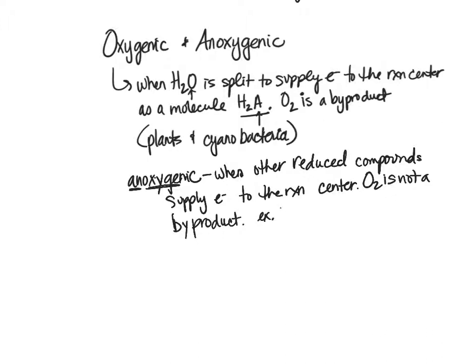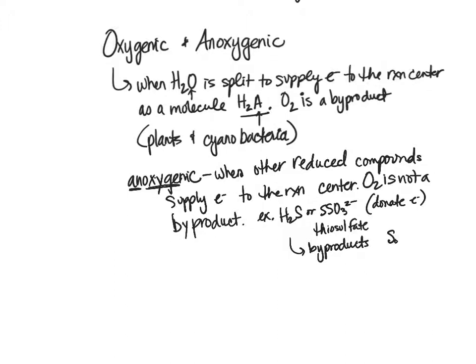So for example, like I mentioned, we can talk about hydrogen sulfide or thiosulfate. This is thiosulfate. So these would donate the electron, and then what we would end up with as byproducts in this case, we would end up with elemental sulfur or our sulfate in this case. So we would end up with something else, similar to our oxygen going in or water going in, and then we end up with oxygen as a byproduct.